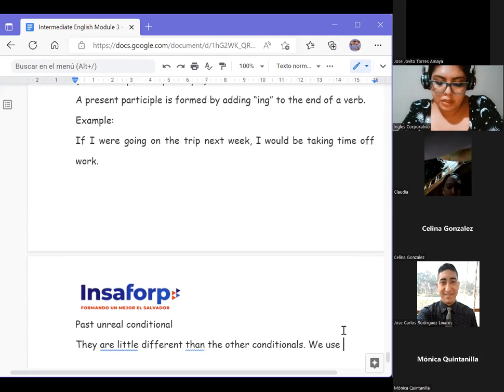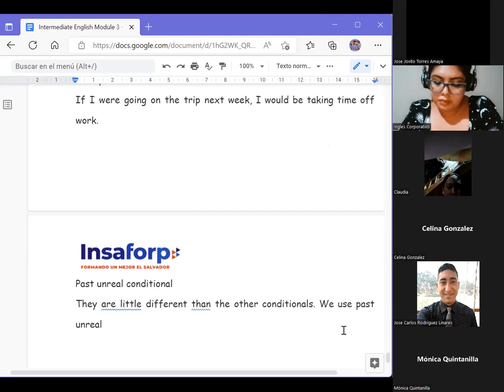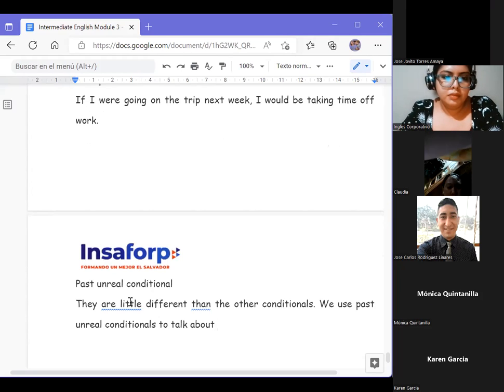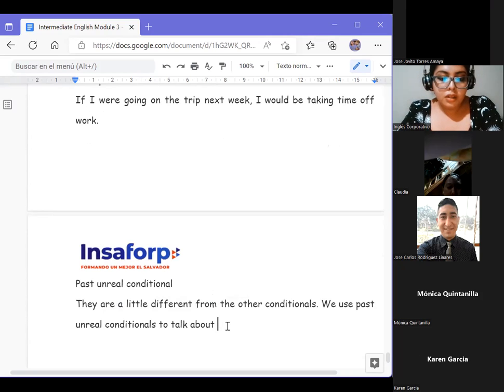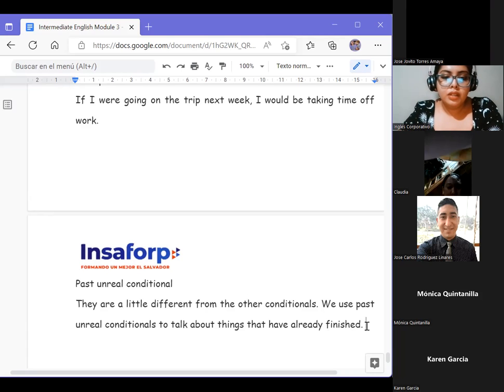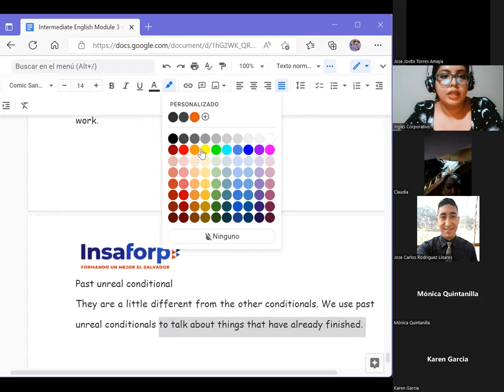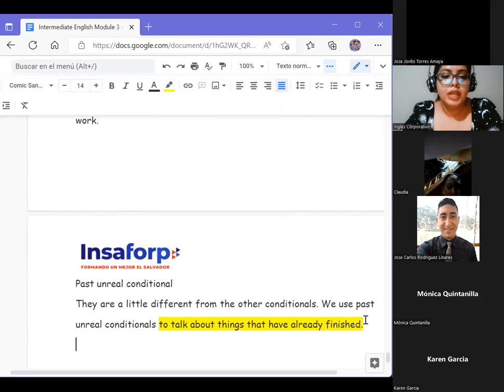And we have here, we use as unreal conditional to talk about things that we can change. Things that have already finished. So in this case, we are going to mark this one to talk about things that have already finished. Que es como la parte más importante de saber que algo ya terminó, ya tuvo finalización. En el pasado, obviamente.